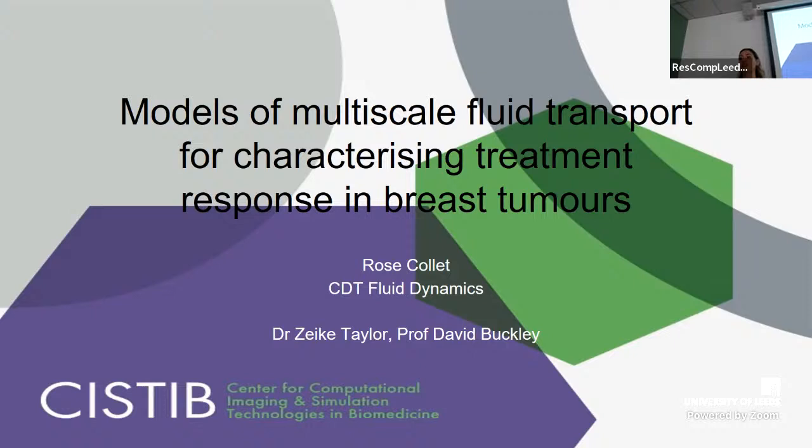So my PhD is called Multiscale Models of Fluid Transport for Characterizing Treatment Response in Breast Tumors. I'm part of the Fluid Dynamics CDT in my second year, so I've been working on this project for almost a year now. And I'm supervised by Dr. Zeke Taylor in SysTIB and Professor David Buckley in the School of Medicine.